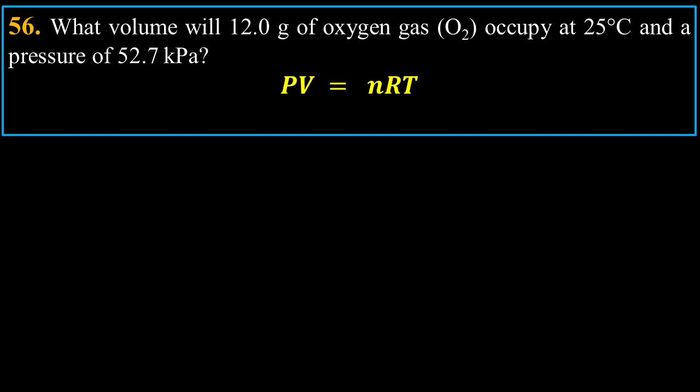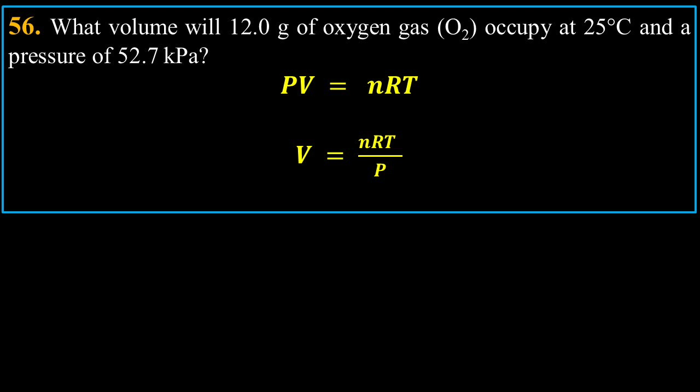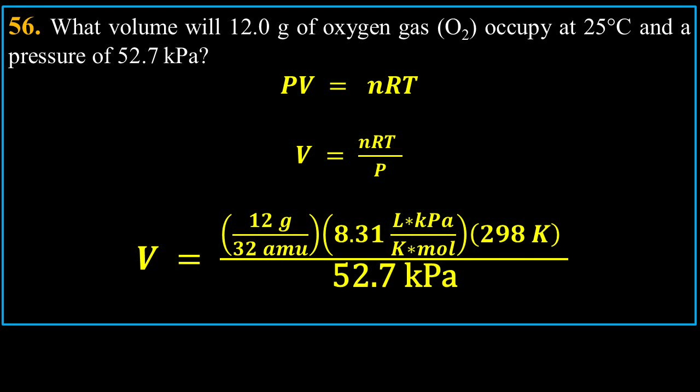There's PV equals nRT, but it says 12 grams of oxygen gas. So the n is going to be 12 over the atomic weight, which is going to be 32. I say atomic weight. You could say formula weight for an ionic compound, and this is molecular, so you would say molecular weight. But just saying atomic weight is fine.